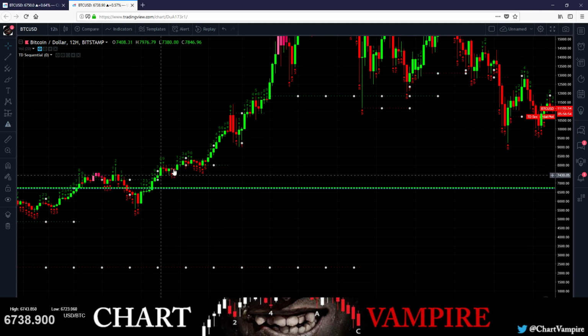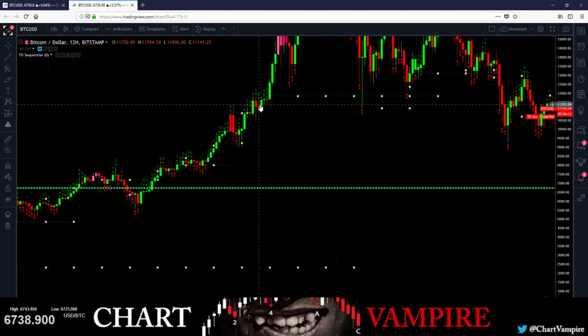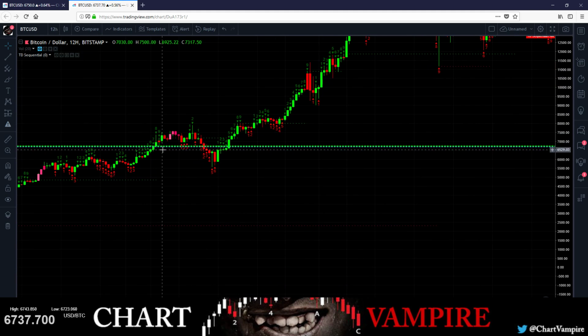Green 6, green candle, kept going. Green 6, green candle, kept going. Red 6 would have been a good play for a short. As soon as it flipped to a 7, you would have been busted. You would have basically had your stop loss above the green 6. Your stop loss would have got busted. You would have lost a little bit on that trade.